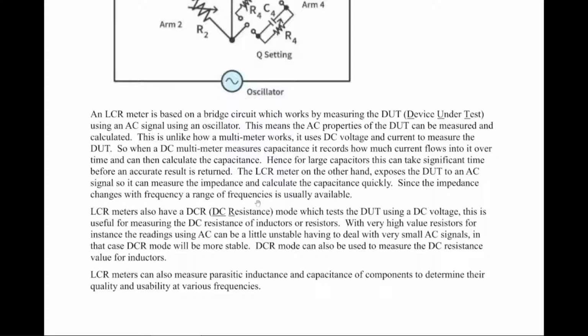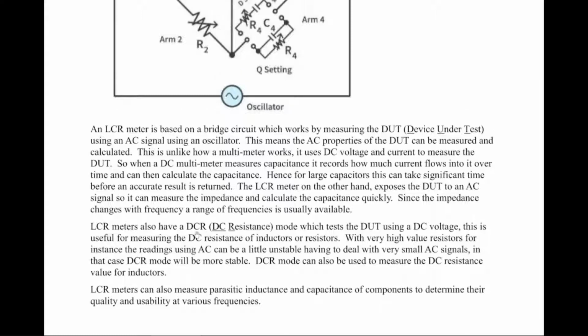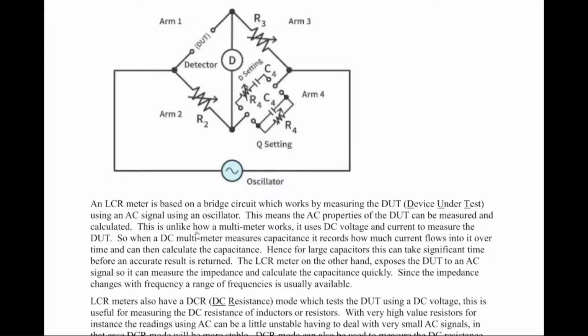There's also, of course, as I said, a DC resistance mode, which then uses not the oscillator but a DC voltage to measure the resistance, in a similar way to a digital multimeter. And multimeters actually work on a different principle. They don't have a bridge in them at all.